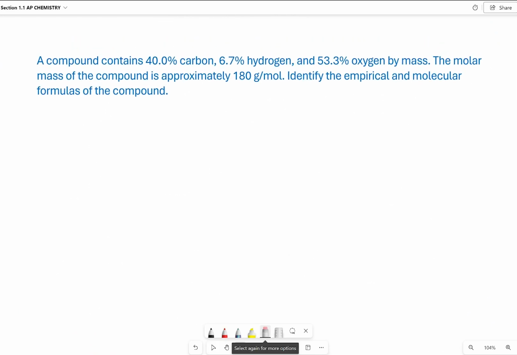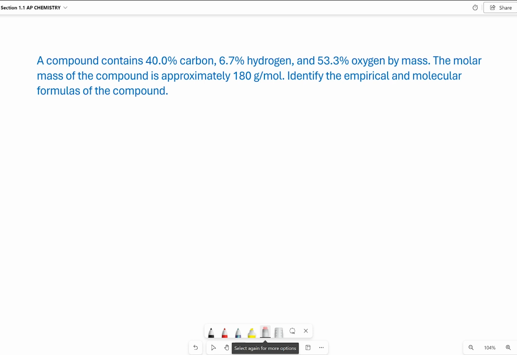Okay, our next problem. A compound contains 40% carbon, 6.7% hydrogen, and 53.3% oxygen by mass. The molar mass of the compound is approximately 180 grams per mole. Identify the empirical and molecular formulas of the compound. So this problem may look pretty daunting at first. I know it was for me when I first started doing these kinds of problems. But it's actually very simple.